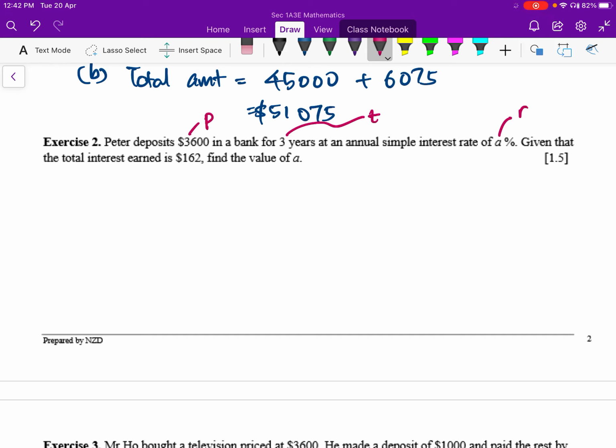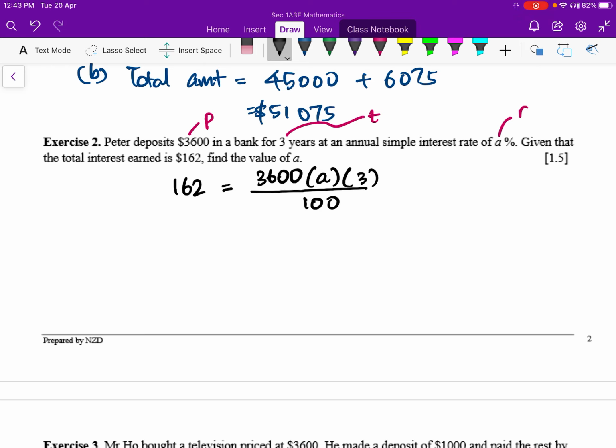So let us substitute the information into our formula. The interest, which is 162, equals P, 3600, times R. The value of R today is A. So times A, times the time, so 3 years. Okay, now this is divided by 100.